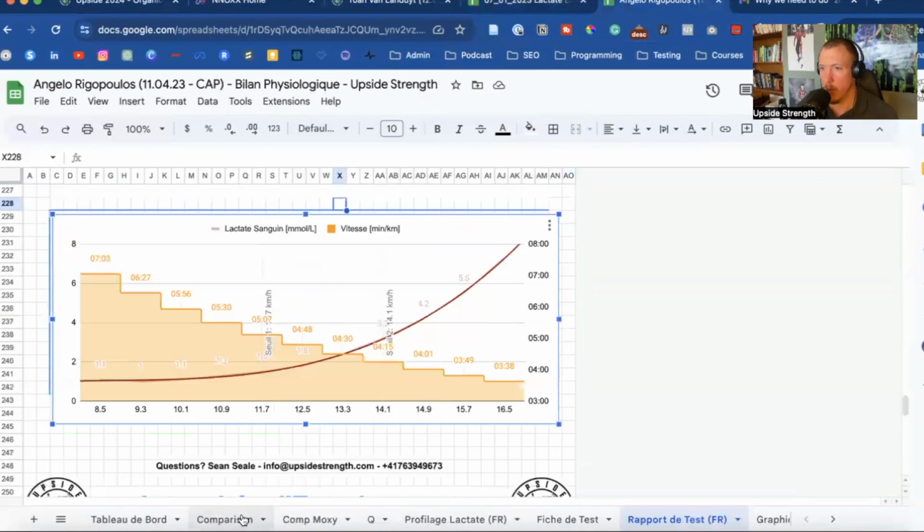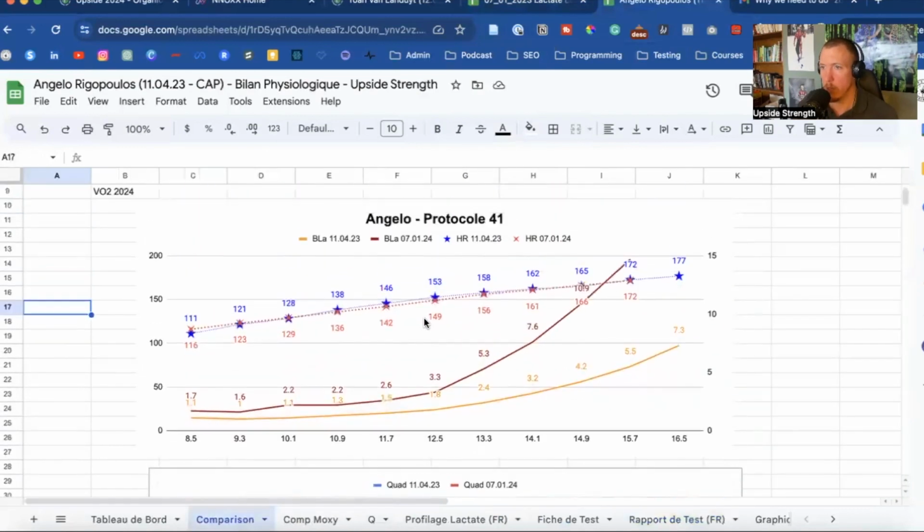Now we can look at the comparison between those two graphs, and we see those two curves here. Interesting, the heart rates for the initial test in blue and for the retest in red are fairly similar all the way through, except we didn't go quite as high on that retest, one step less than on the previous test. And obviously the lactate curve has quite a different shape compared to the first one we measured. But it's interesting to see them superimposed like this.